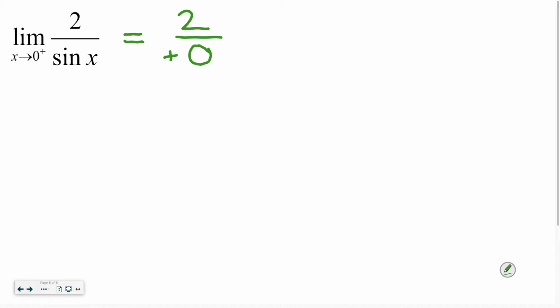So I have 2 over really small numbers that are getting smaller and smaller, approaching 0. So we can identify that this fraction gets bigger and bigger towards positive infinity. It is not 2 over 0 equals infinity. It's 2 over approaching 0 is infinity. We are talking about limits, so we're approaching.